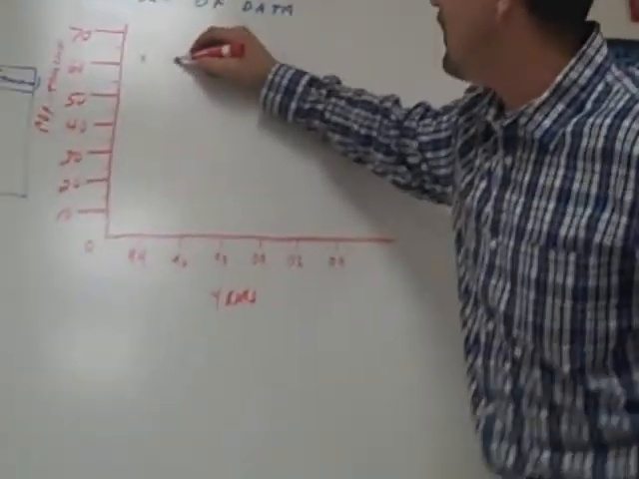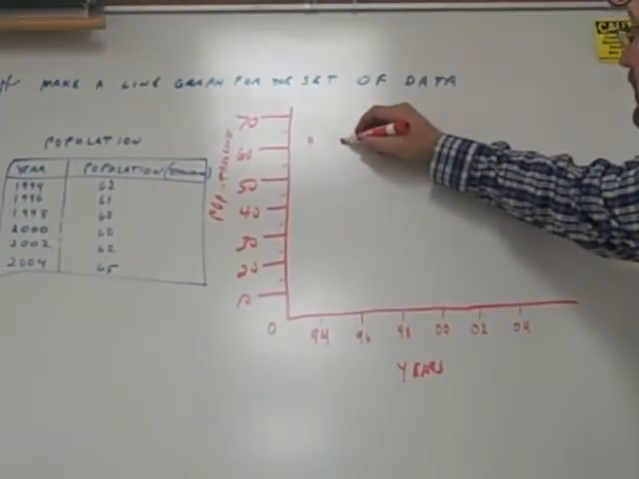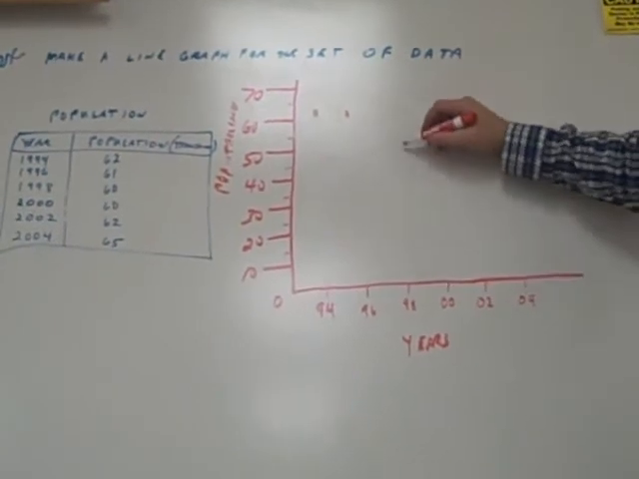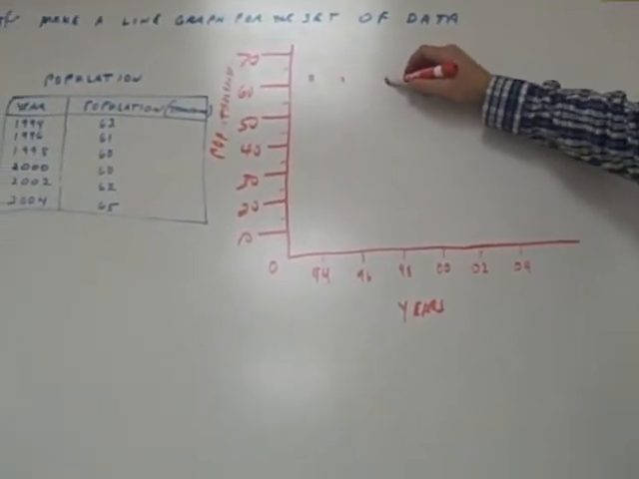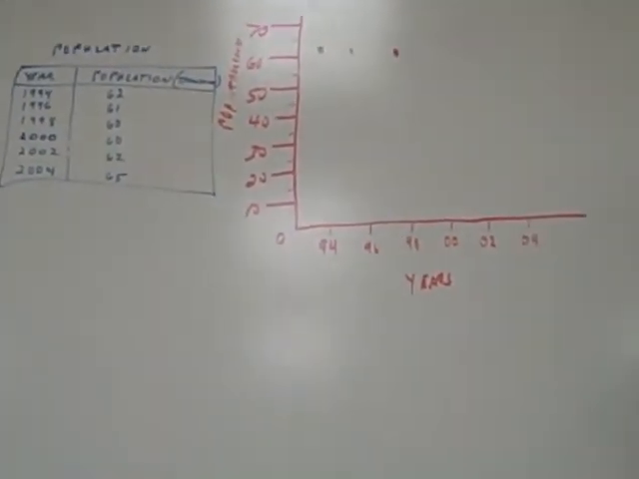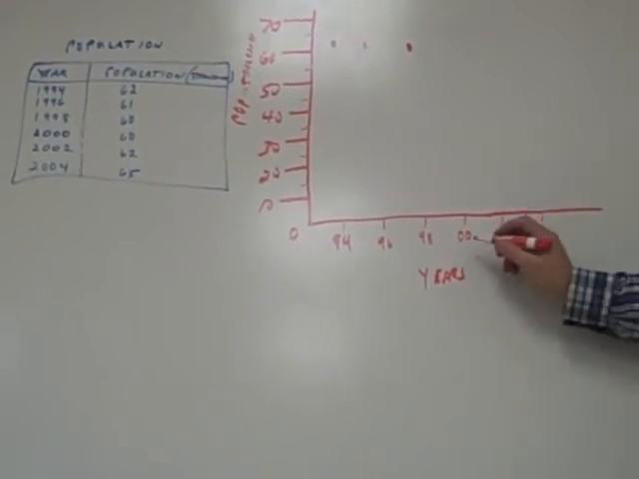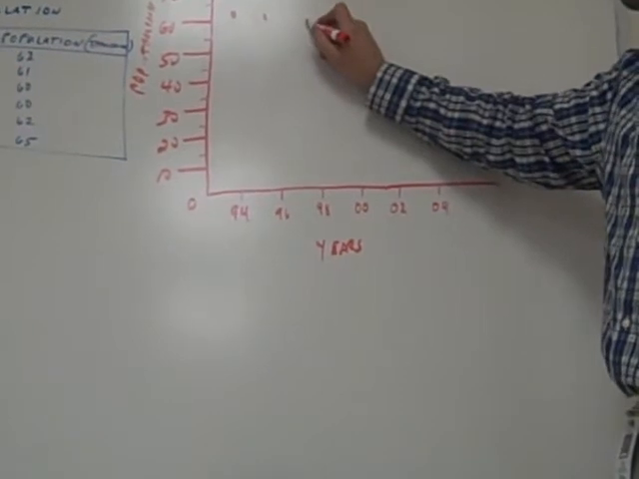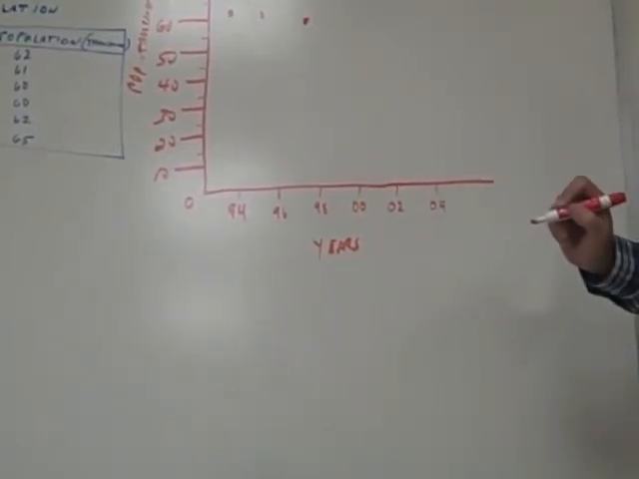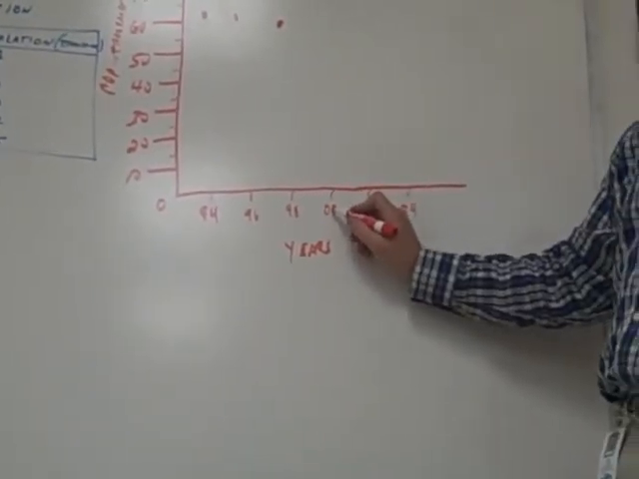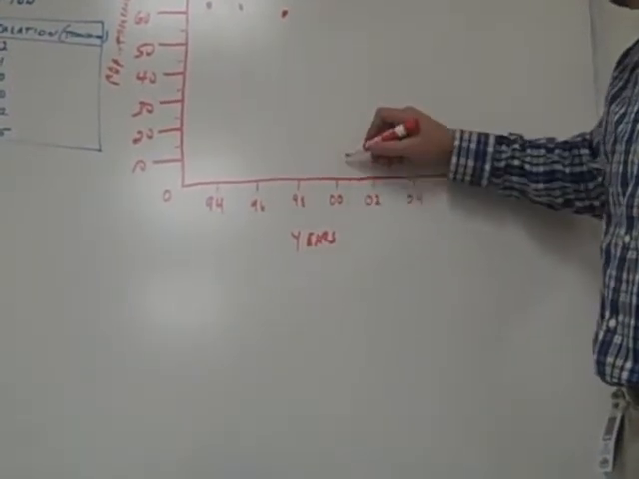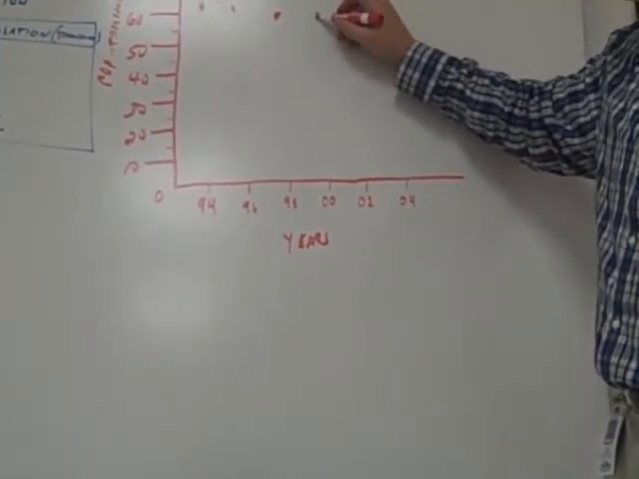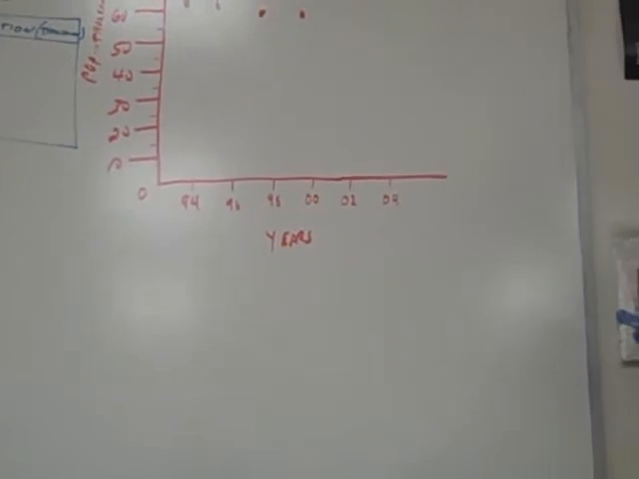Is that above it? Y'all, I can't see from the side. Okay, 98, 60. That's just about as high as the 61. Better? Okay. 2000, 60 again. So we're even with it? Is that even? Yep. Okay.